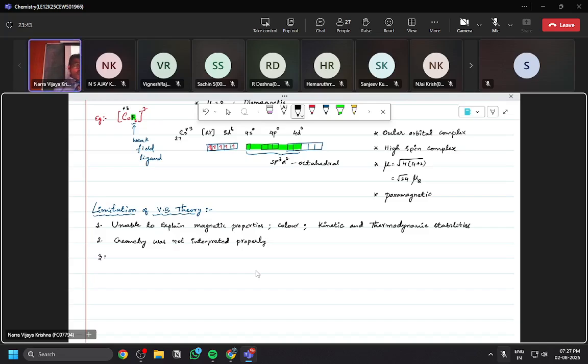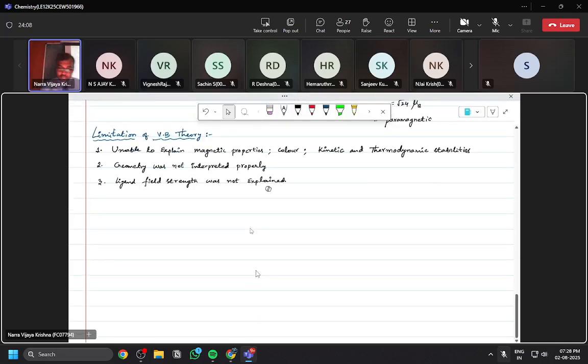Point 3. Why is the same ligand sometimes considered as strong field, sometimes as weak field also? There is no explanation. So ligand field strength was not explained by valence bond theory. These are the limitations. To explain this field strength, the next theory was proposed.